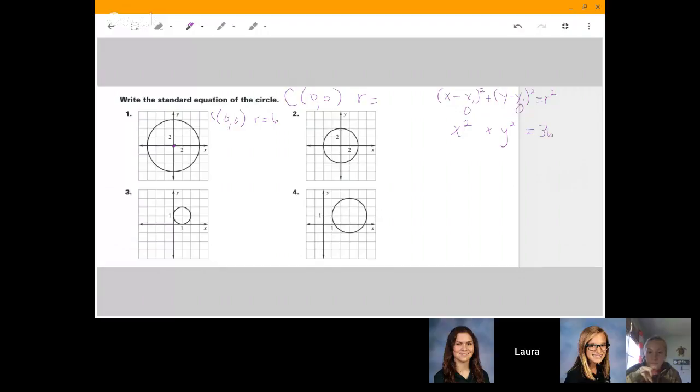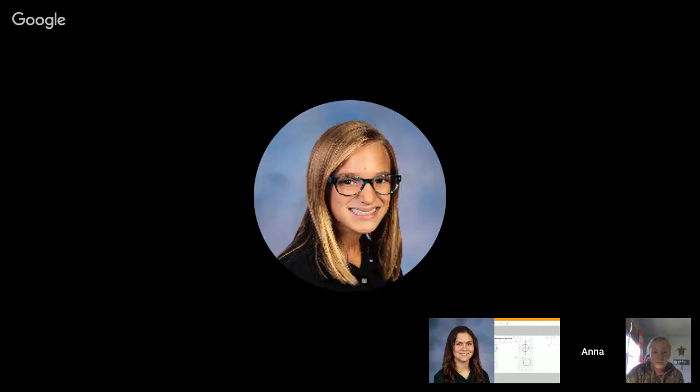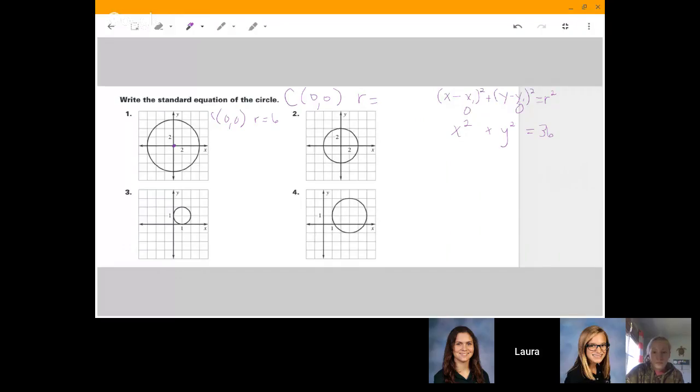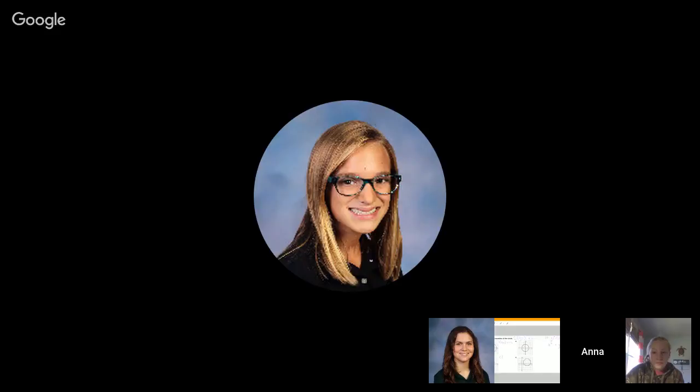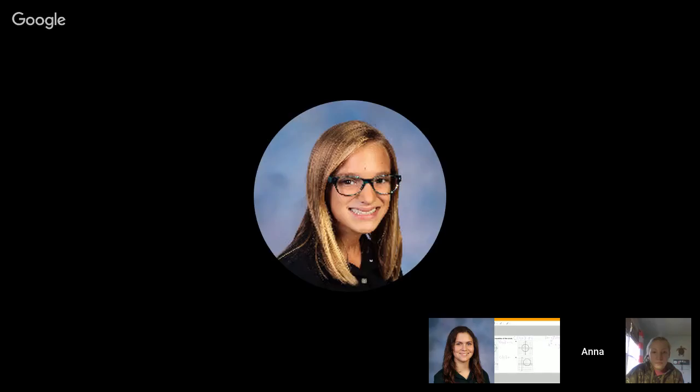If your center is not the origin, then you plug into the formula. So let's do one of those. Do you want to do 3 or 4? It doesn't matter. Okay, 3's first, so we'll do 3. For number 3, what's the center of that circle? 1, 1. And the radius? The radius would just be 1.